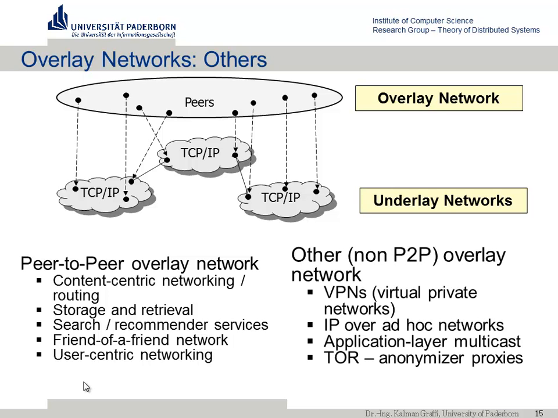Okay, some non-peer-to-peer overlay networks that you probably know are virtual private networks, which allow you to operate in secure environments, to have a secured network. Or IP over ad hoc networks, that's also an overlay. Application layer multicast is very popular, as it's typically used for streaming.